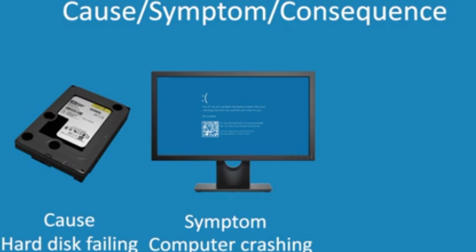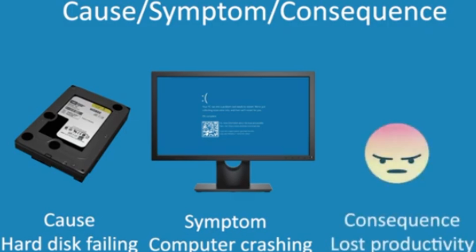The thing to consider when fixing problems like these is the consequences. A failing computer will result in lost productivity for the worker. Trying to figure out what is causing the problem will take time.